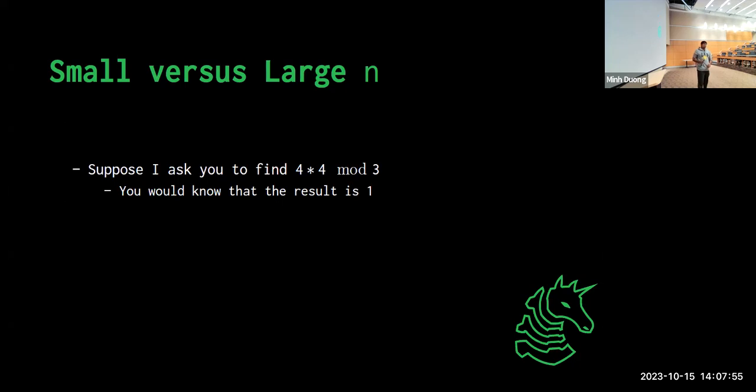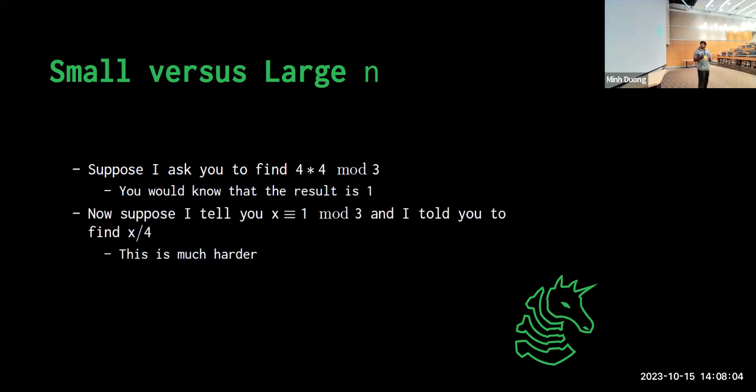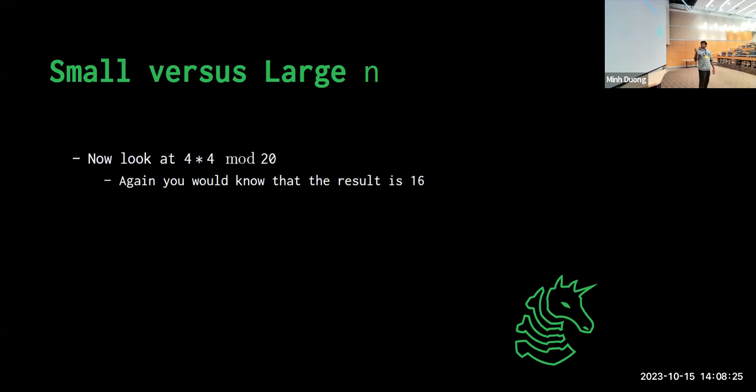Suppose I asked you to find what 4 times 4 mod 3 was, right? That's 16 mod 3, the remainder would be 1. So you know that the result there is 1. However, what if I asked you to find what x divided by 4? Well, 4 does not really divide 1 that comfortably, does not divide 3 that comfortably. It'd be a lot harder to find in general because we can't really reduce it to some integer mod another integer. There's a lot of values we could take on, and it's just a pain.